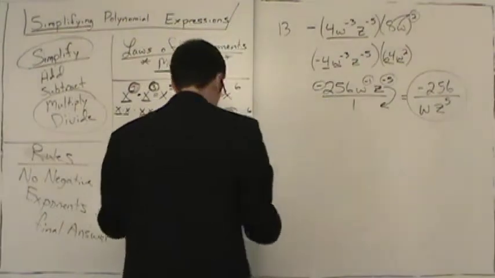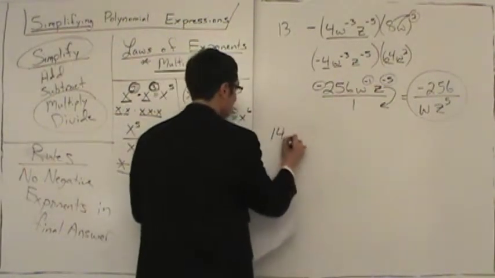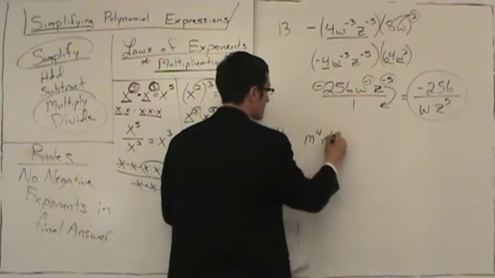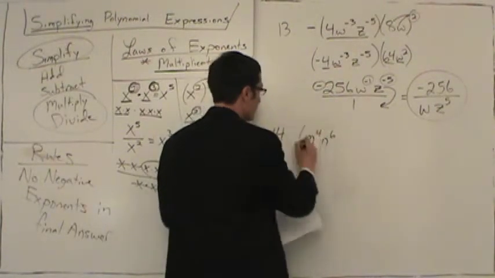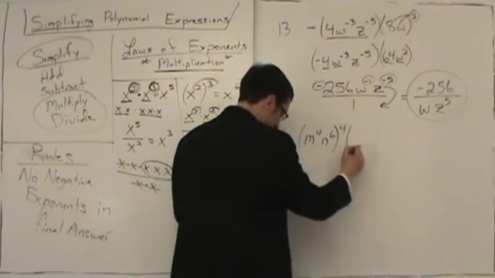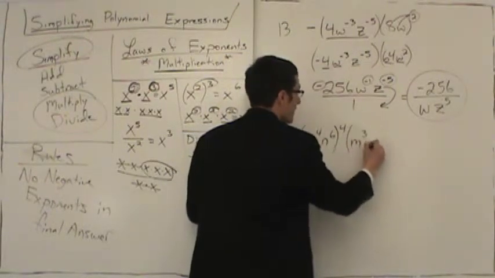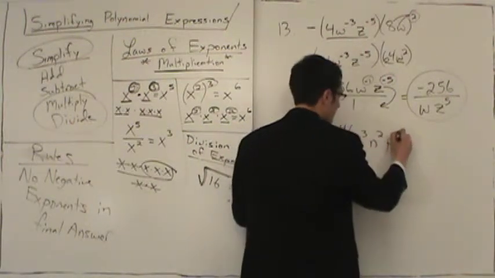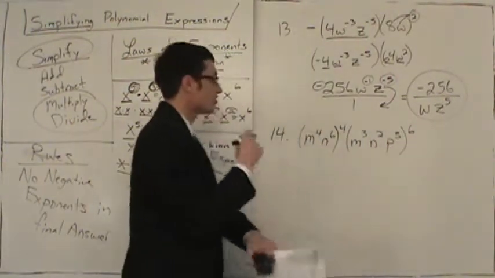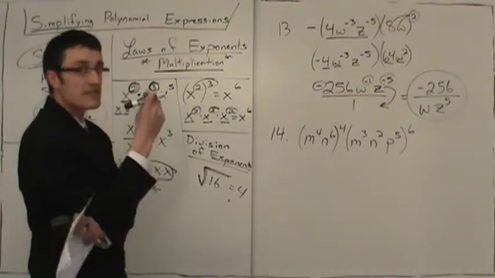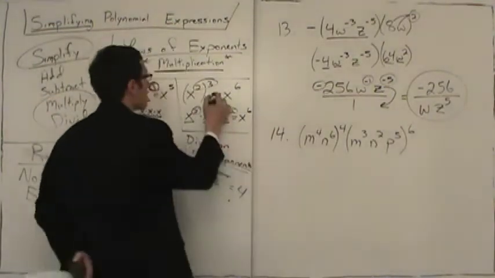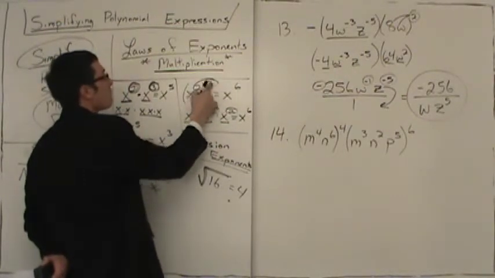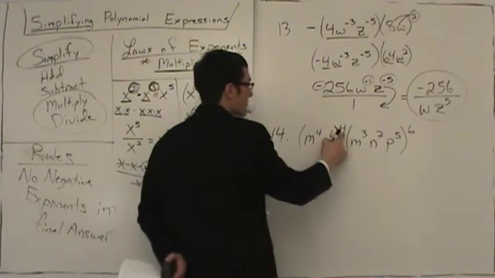All right, now, next problem, number 14. Number 14 is m to the fourth, n to the sixth, all this to the fourth power, multiplied by m to the third, n squared, p to the fifth power, all this to the sixth. Now, question, do we have exponents on the outside of parentheses? Yes. So we have a case of power of power. So we simply multiply the exponents here. So we're going to start with multiplication.